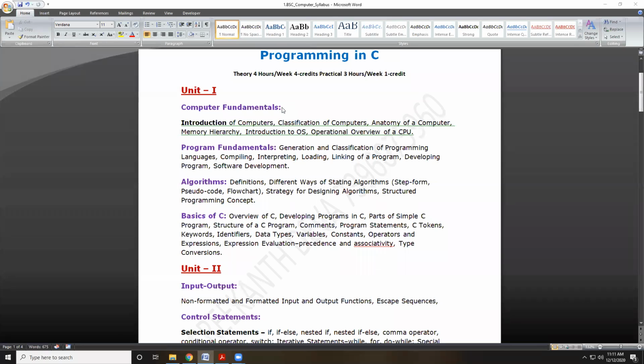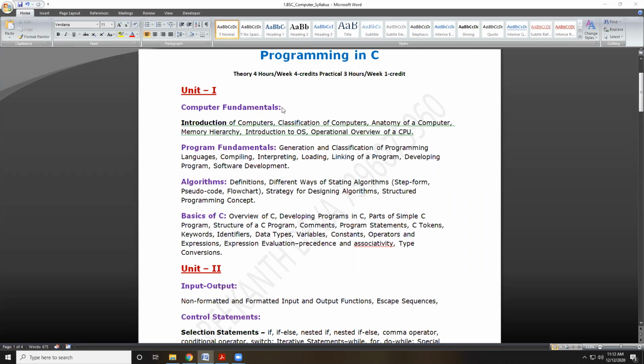We try to discuss in detail in computer fundamentals, including what? Operating system, types of operating system, examples and functionalities of operating system. Okay, and a complete overview of what? CPU, Central Processing Unit. Coming to unit 1, second topic or second part, program fundamentals.